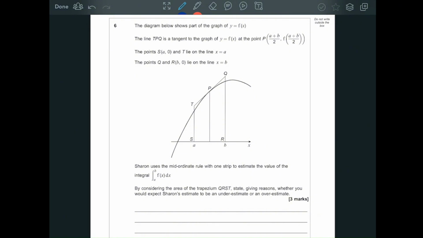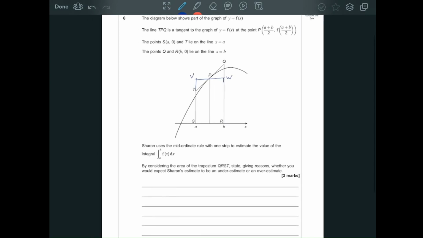Sharon's going to use the mid-ordinate rule with one strip to estimate the value of the integral. By considering that trapezium, do we expect it to be an over or underestimate? So the first thing to notice is they've got us to draw trapezia, whereas mid-ordinate rule deals with rectangles. So let's build out the rest of that picture to be the rectangle that actually happens. And I'm going to call these new points V and W.